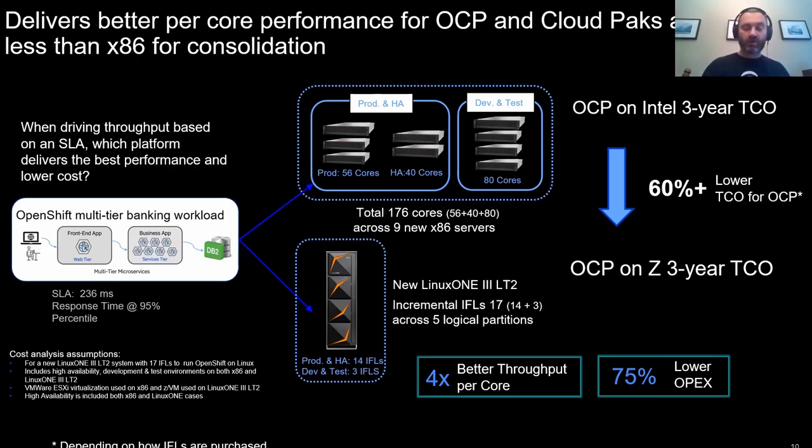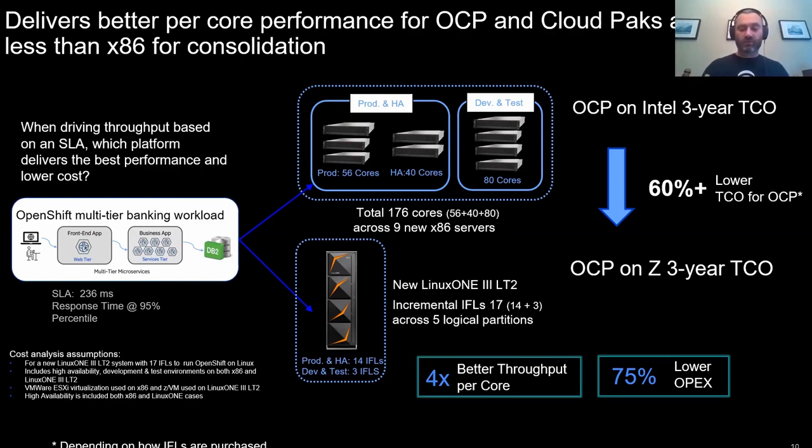Now, on Linux One, we needed 17 to do the exact same amount of work. So to cover the HA, prod, dev test, all of that in 17 IFLs. So we reduced the number of cores required to run the workload by an order of magnitude. 10 times fewer cores means 10 times less software licensing.